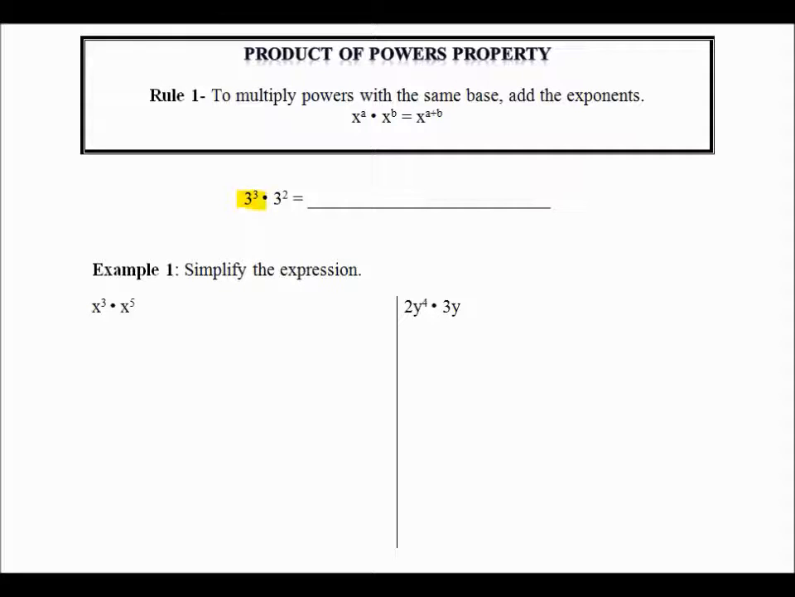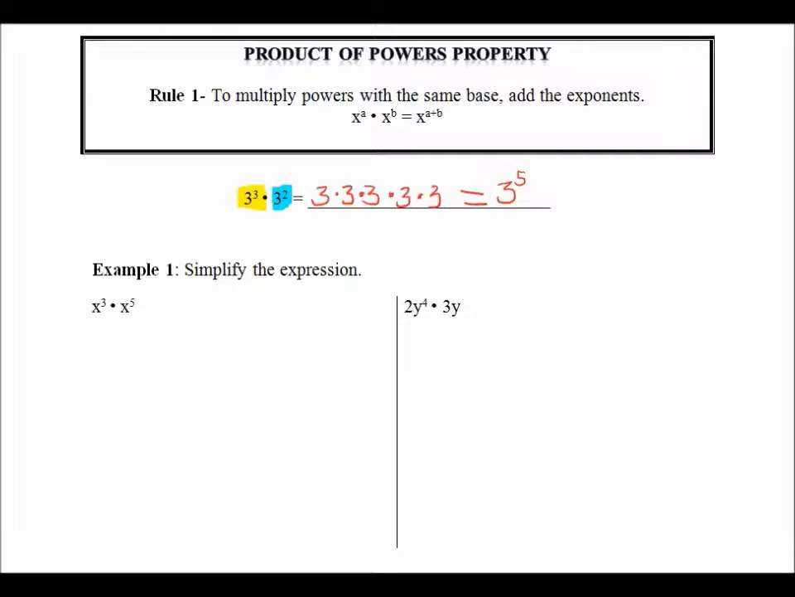If I have 3 to the third power, you know that just means to multiply 3 by itself 3 times. So that would be 3 times 3 times 3. And if I have 3 to the second power, that simply means to multiply 3 by itself 2 times, so that becomes 3 times 3. Now let's look at this. How many times have I multiplied 3 by itself? It's 1, 2, 3, 4, 5. So this would become 3 to the fifth power.